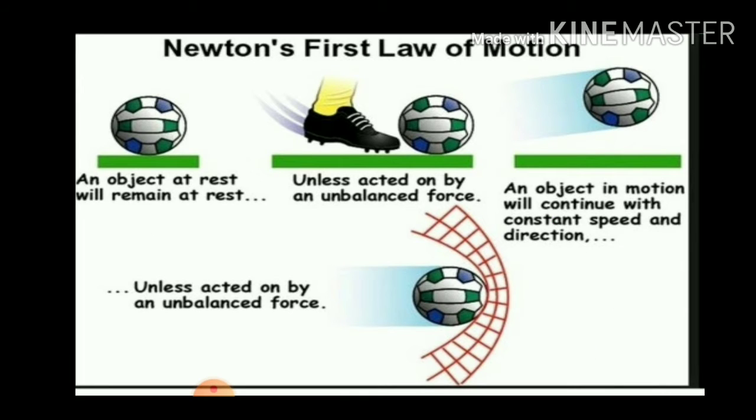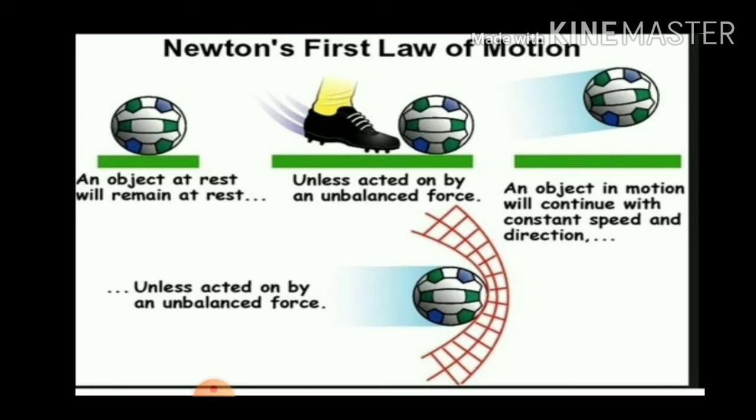Next, we are going to see this in a simple way. An object at rest will remain at rest. Here, the ball is staying at rest. It will remain at rest unless acted on by an unbalanced force. What is the unbalanced force here? The man is going to push the ball. That is the unbalanced force. An object in motion will continue with constant speed and direction, unless acted on by an unbalanced force.